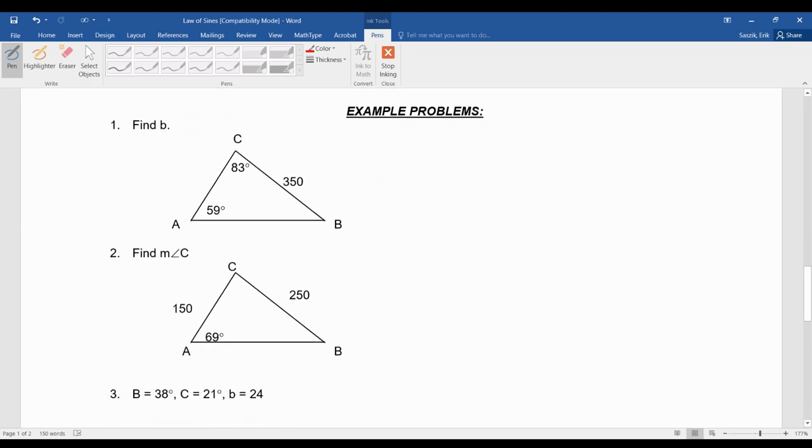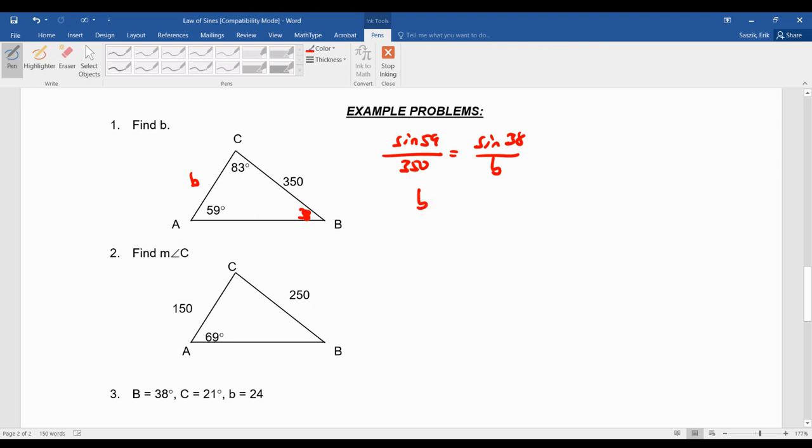Okay? All right. Now, I'm not going to do much on this back side. I'm going to show you a couple of different types of problems, and then you can do the rest yourself if you like. So find little b. Little b would be opposite big B. So that would be sine of 59. I have to work with what I know. Sine of 59 over 350. Well, I can add these up and subtract from 180. This would have to be 38, right? Equals sine of 38 over little b. Okay, so this is pretty direct.